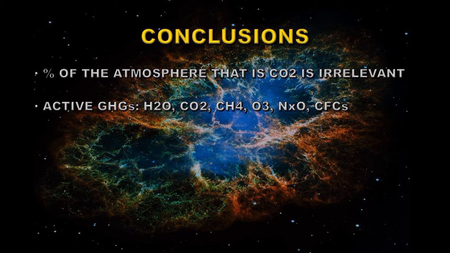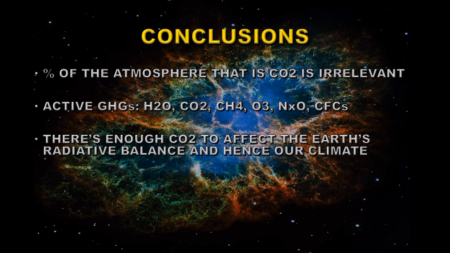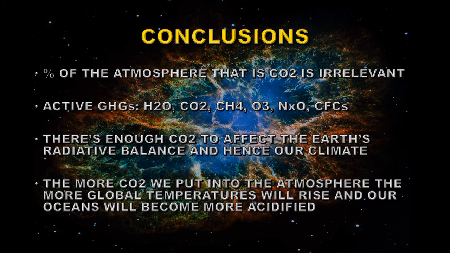There are other active greenhouse gases as well, most effective of which is water vapor. Then comes carbon dioxide, methane, ozone, the various oxides of nitrogen, and CFCs in that order. We've also shown that there's enough CO2 in the atmosphere to affect the Earth's radiative balance and hence our climate. So the more carbon dioxide we put into the atmosphere, the more global temperatures will rise. And there's also another bad side effect of this, that our oceans will become more acidified as we put more carbon dioxide into the atmosphere, because they're absorbing quite a large proportion of the carbon dioxide that we emit.